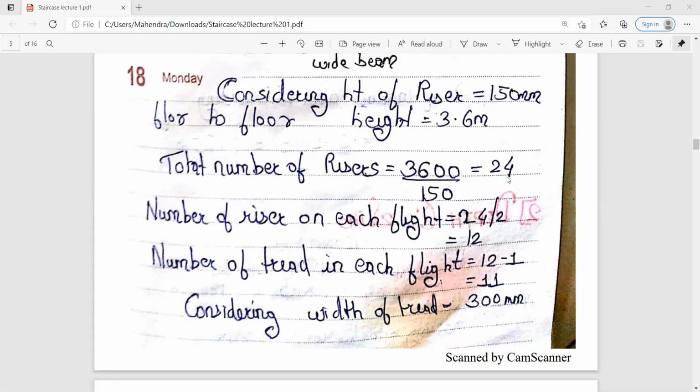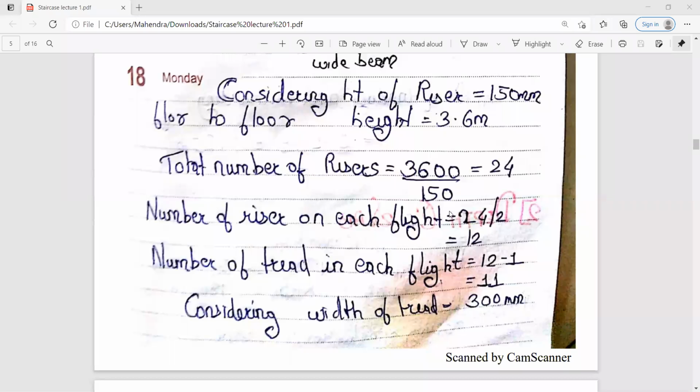But number of risers on each flight. How many risers will be there on each flight? So calculate the number of risers on each flight. Need to divide it by 2. So total number is 24. When you divide it by 2, you will get the number of risers on each flight. So the number of risers on each flight is 12. Abhi number of risers mil gaye.